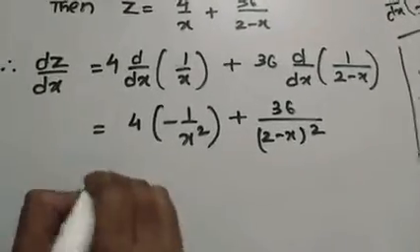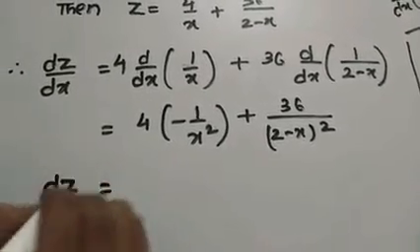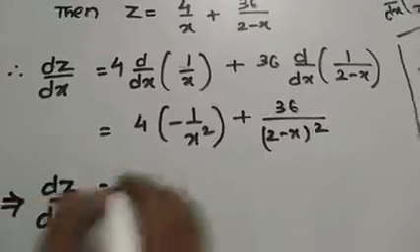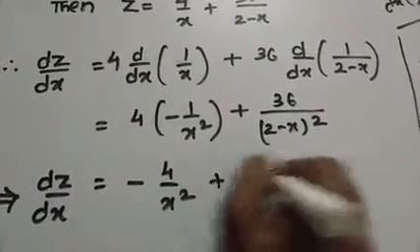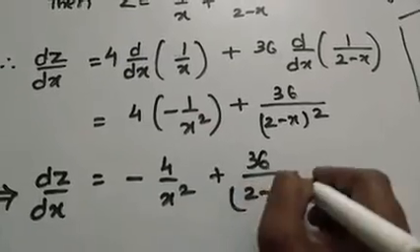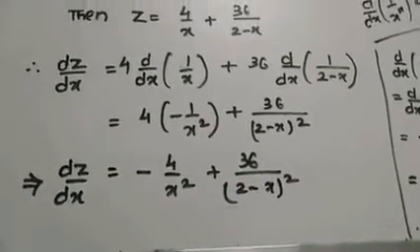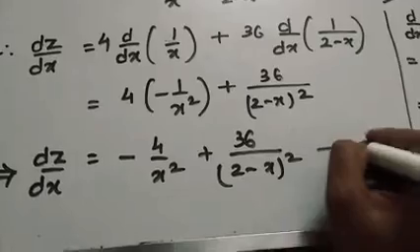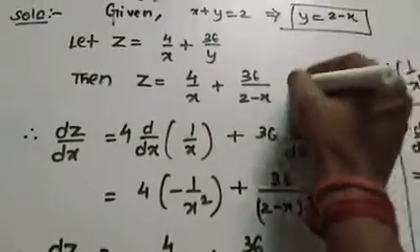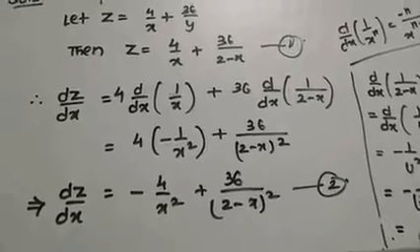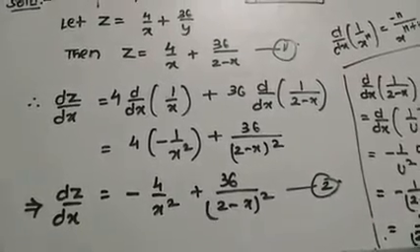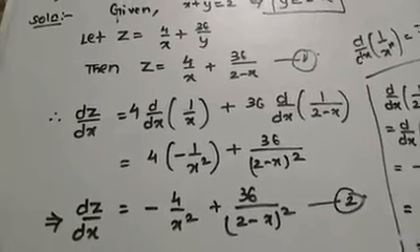So finally we get dz by dx as minus 4 by x square plus 36 by 2 minus x whole square. Clear? Name this expression as 1. So next, what do we have to find? We have to find the double derivative. So let's proceed for that.